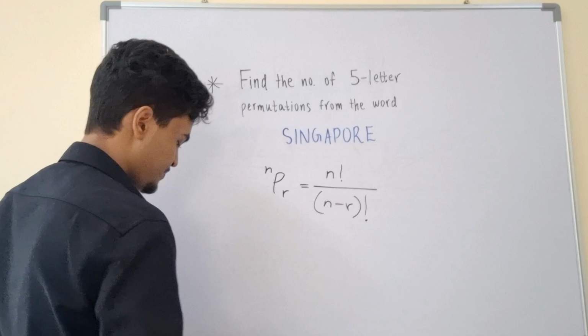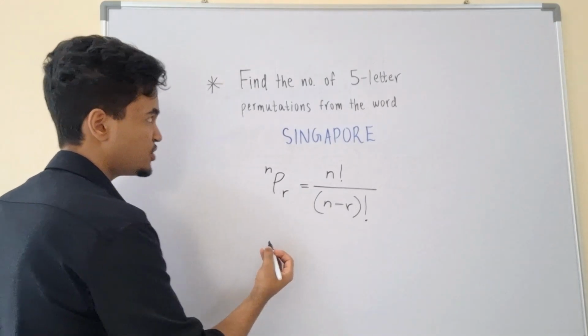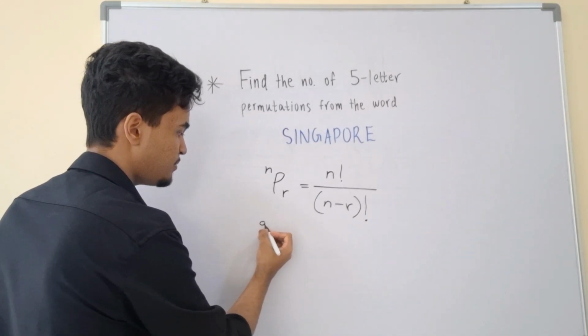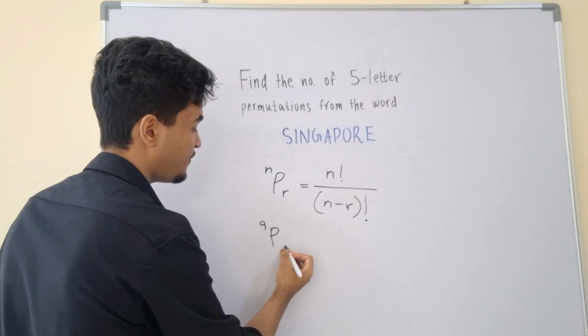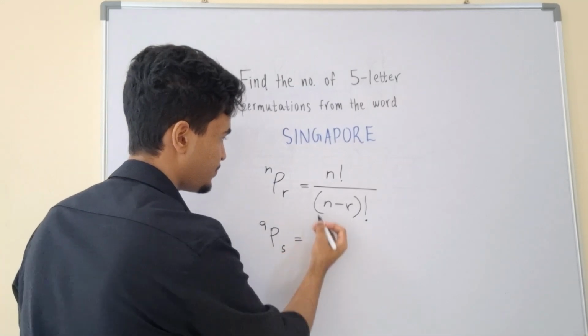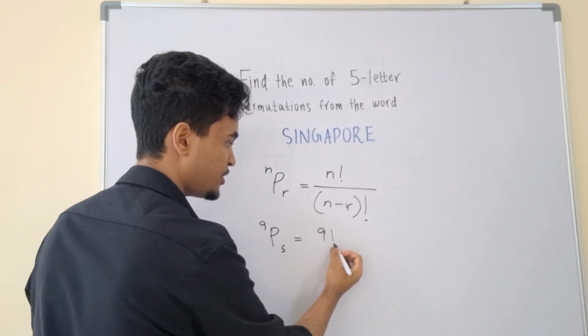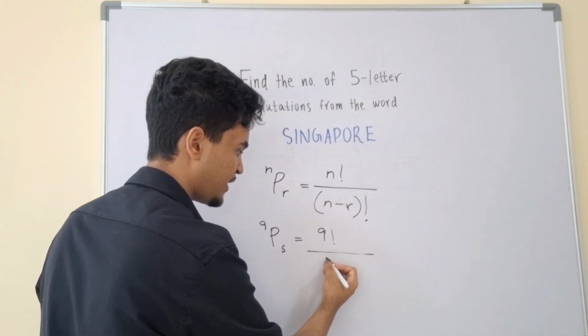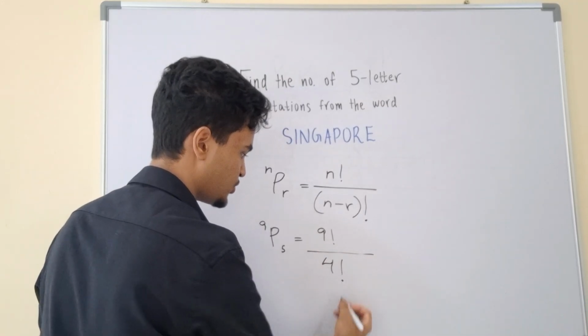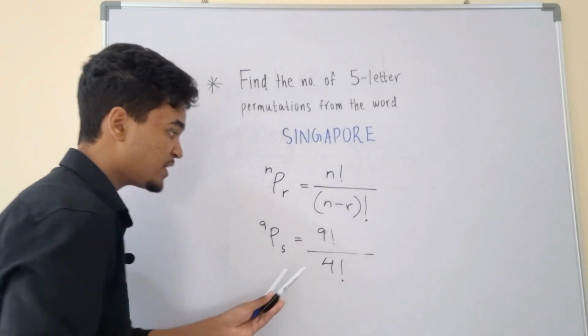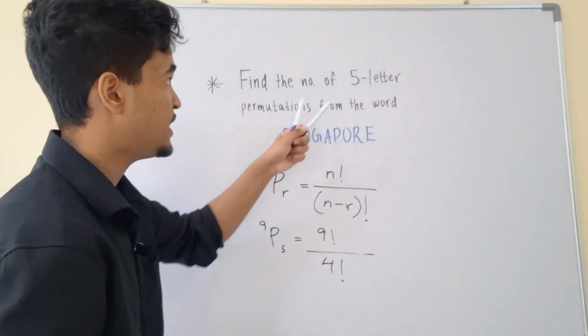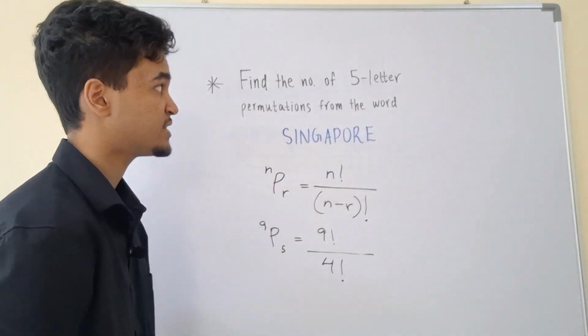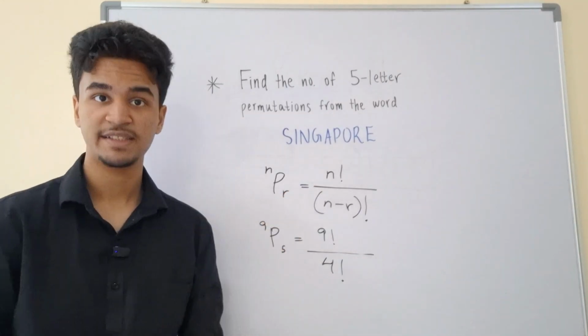So that means for this question, it is going to be equal to 9P5 equals 9 factorial over (9 minus 5), what? It's 4 factorial. So 9 factorial over 4 factorial is the number of 5-letter permutations that you can make from the word Singapore.